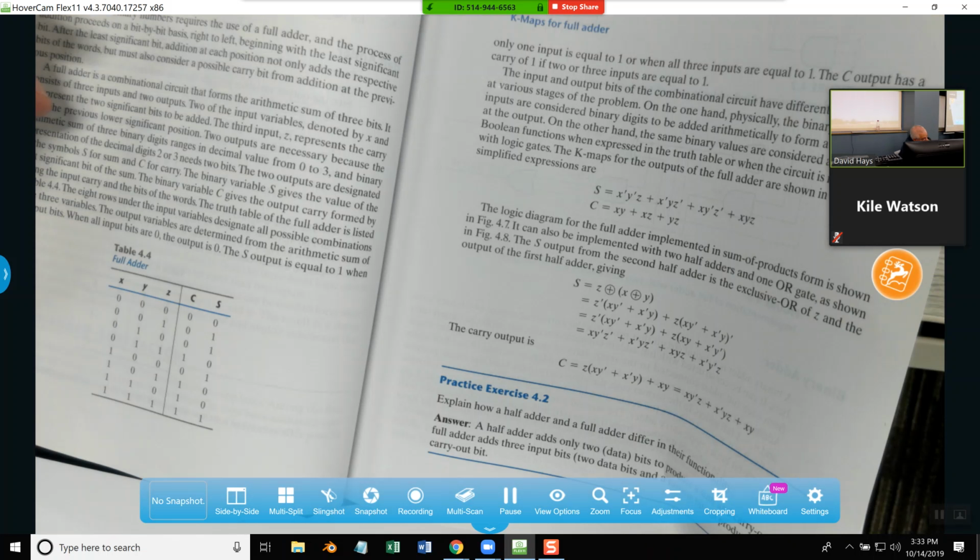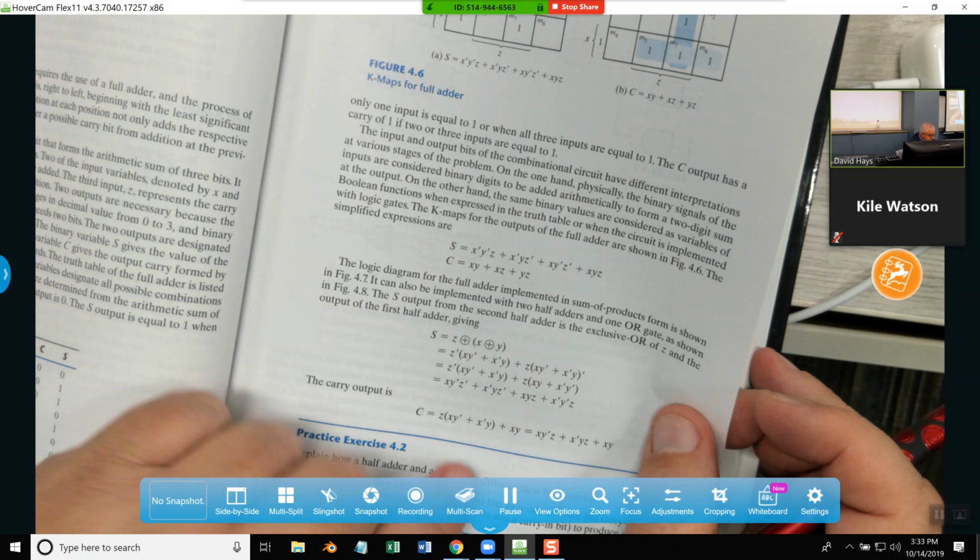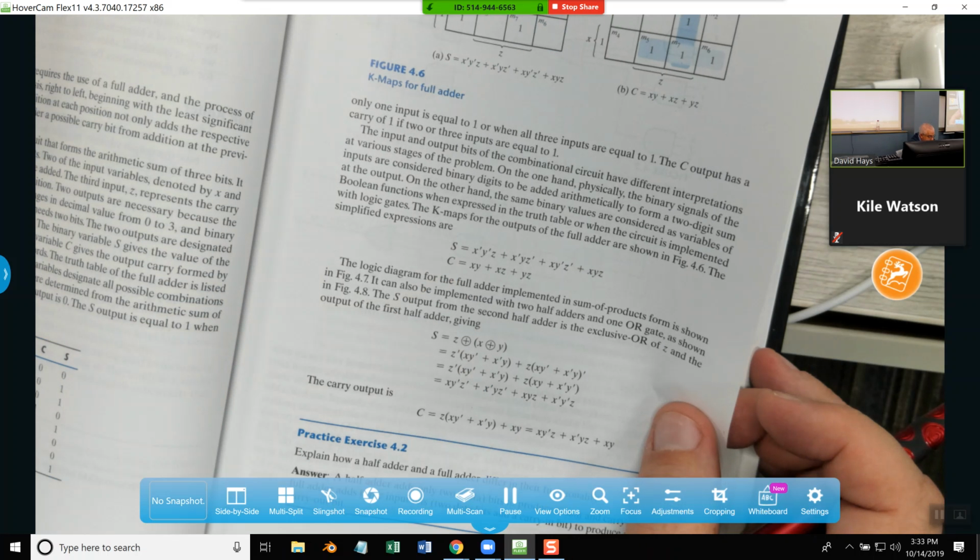It says binary adder is a digital circuit that produces the arithmetic sum of two binary numbers. It can be constructed with full adders connected in cascade, with the output carry from each full adder connected to an input carry of the next full adder. This would correspond if we're adding the number 1011 and 0011 together. So you got those here.